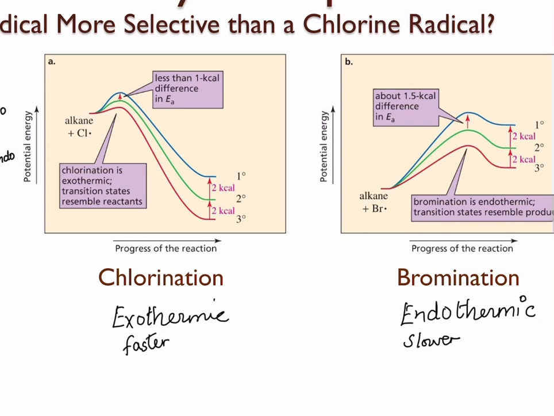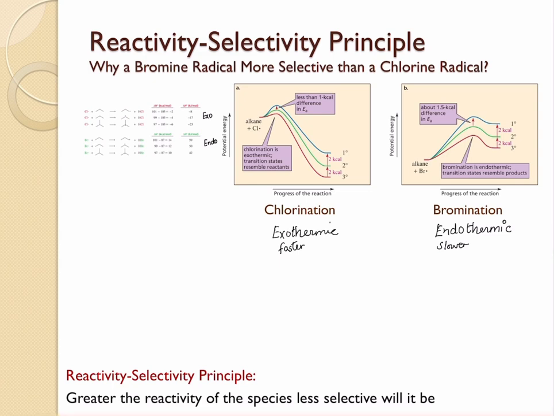And in an endothermic reaction, the energy of the transition state is going to be closer to the energy of the products, and you can see there is a significant difference in the energy of the products, right? Because of which we can expect a significant difference in the activation energy for the formation of primary, secondary, and tertiary radicals. So we can conclude that a chlorine radical makes primary, secondary, and tertiary radicals with almost equal ease, whereas a bromine radical has a clear preference for forming the easiest-to-form tertiary radical.